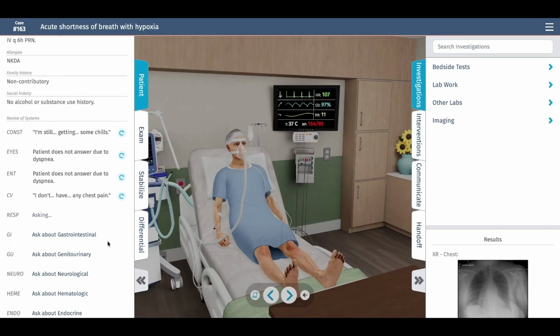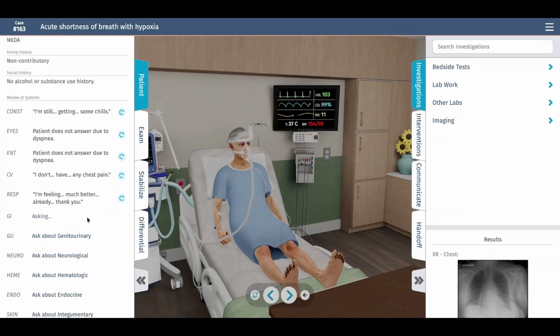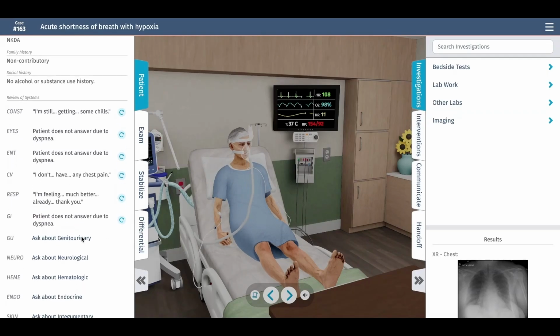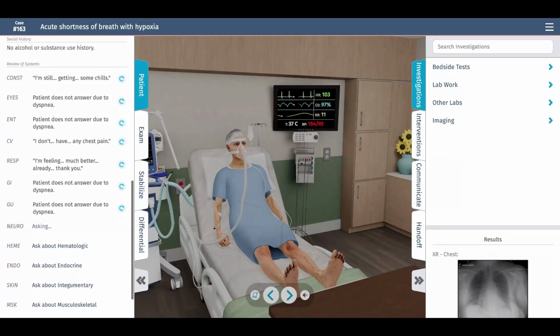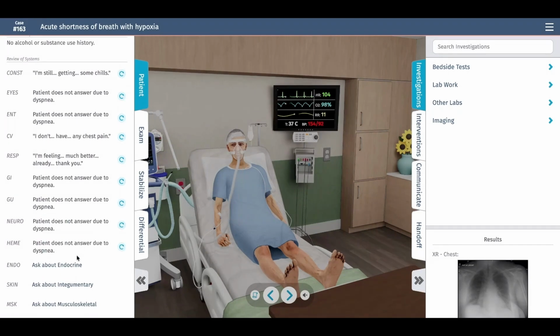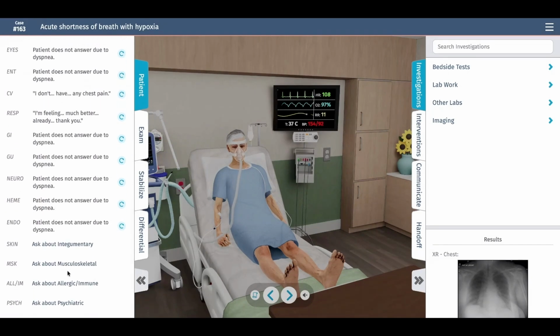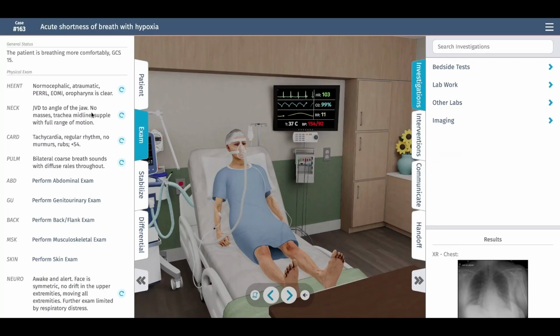I don't have any chest pain. I'm feeling much better already. Thank you. Okay, so some of these questions she'll answer, some she won't. Most of them appear to say no, so I'm not going to click any more of those.